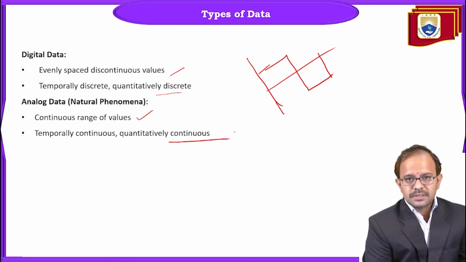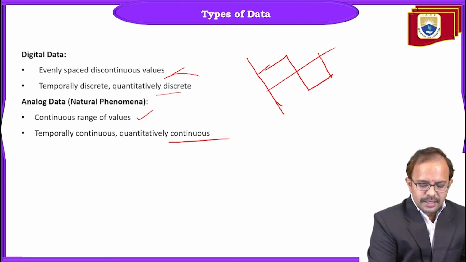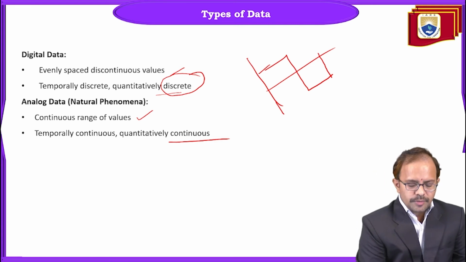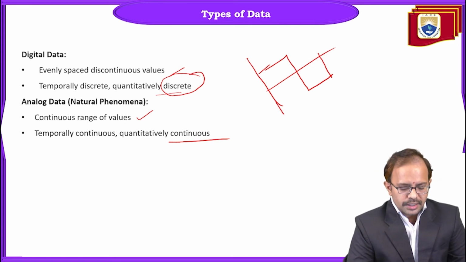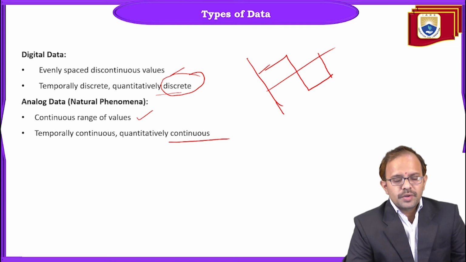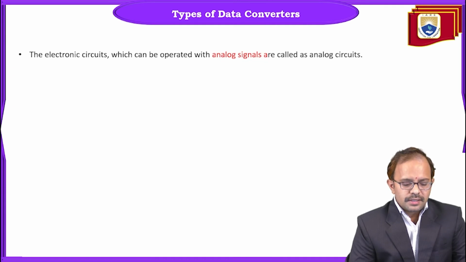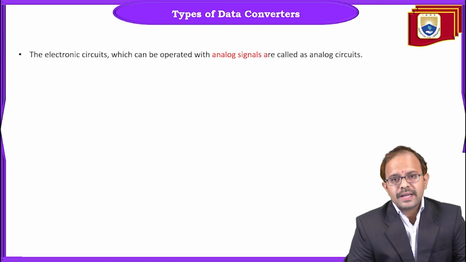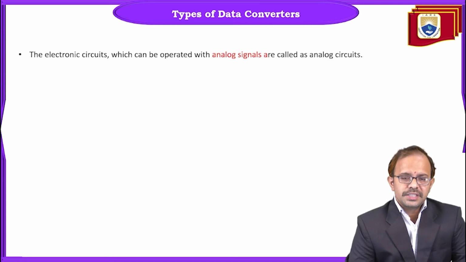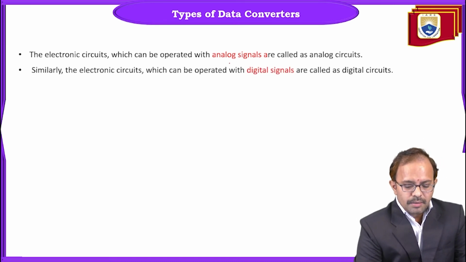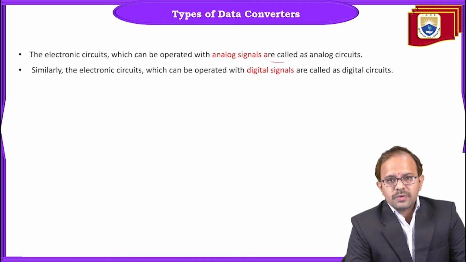will repeat several times. In the case of digital data, the signal is purely in the form of discrete. In the case of analog, in all aspects the signal is continuous in nature. That's what we said: temporally continuous, quantitatively continuous. If you want to see the magnitude, it is continuous; if you want to see the time, it is also continuous. These are the basic forms of the data. In most real world applications, we access data which can be either digital or analog. Now, look at this one. The electronic circuits which can be operated with analog signals are called analog circuits.